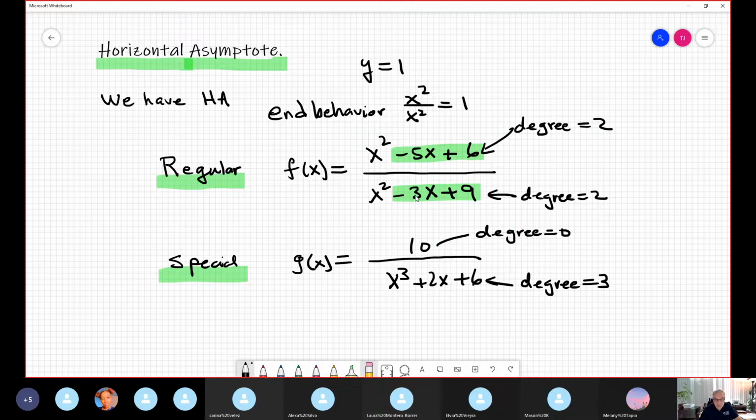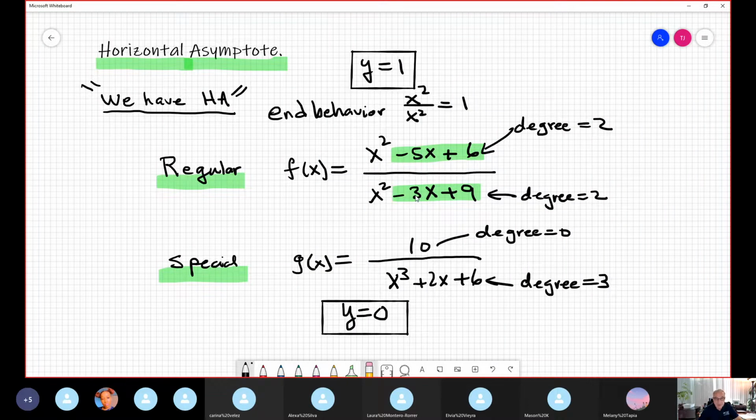In this case, the degree of the polynomial in the denominator is greater. Therefore, we have the horizontal asymptote also, but at y equals 0, always 0, because it's special. And the value that results from the division of the coefficients is when the degree is the same. That's it. No more possibilities. We have regular, number 1, special, number 2. So you need to be aware that we have two possibilities.